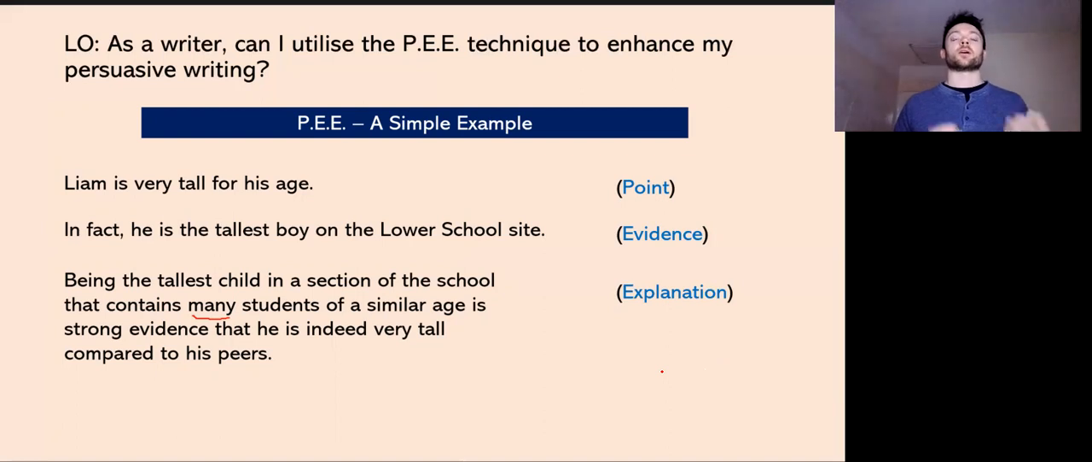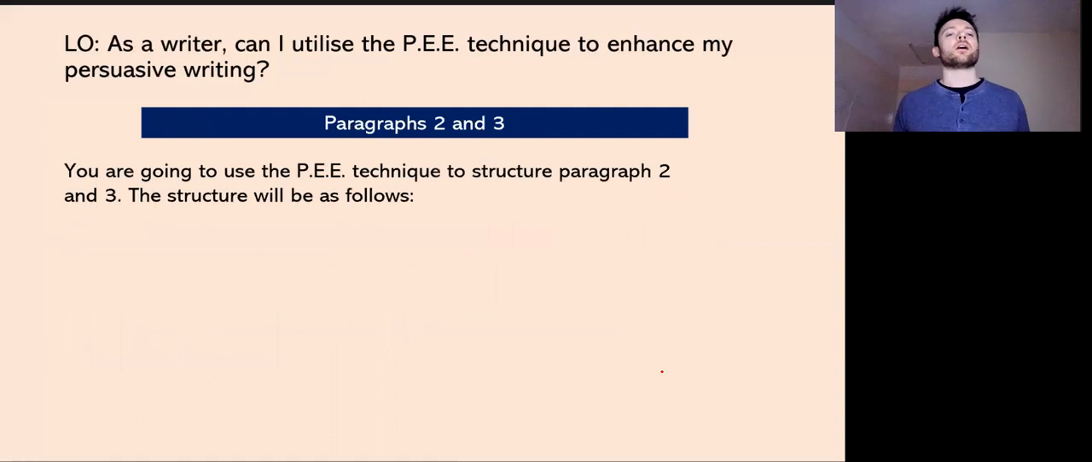This is proving our point, because we're saying, look, inside a group of people who are his age, and there's lots of them, he is the tallest, okay? So that is really strong evidence proving our point that Liam is very tall for his age, okay? Like I say, a nice simple example, and yours will be much better than that in your real thing, but this is just to get us thinking, okay? Well done. Right. Paragraphs 2 and 3.